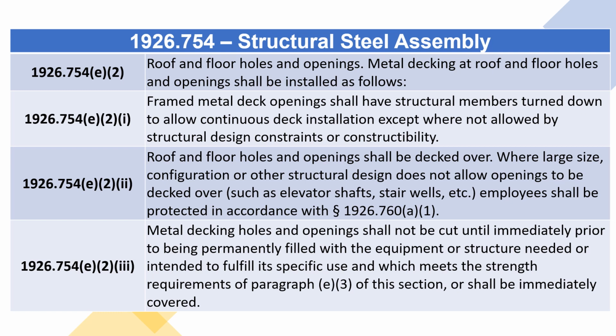1926.754 E2. Roof and floor holes and openings. Metal decking at roof and floor holes and openings shall be installed as follows. 1926.754 E2 I through 3. Framed metal deck openings shall have structural members turned down to allow continuous deck installation except where not allowed by structural design constraints or constructability. Roof and floor holes and openings shall be decked over. Where large size, configuration or other structural design does not allow openings to be decked over, such as elevator shafts, stairwells, etc., employees shall be protected in accordance with Section 1926.760 A1. Metal decking holes and openings shall not be cut until immediately prior to being permanently filled with the equipment or structure needed or intended to fulfill its specific use and which meets the strength requirements of paragraph E3 of this section, or shall be immediately covered.